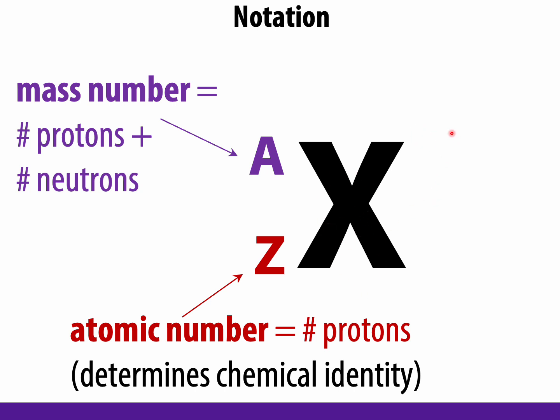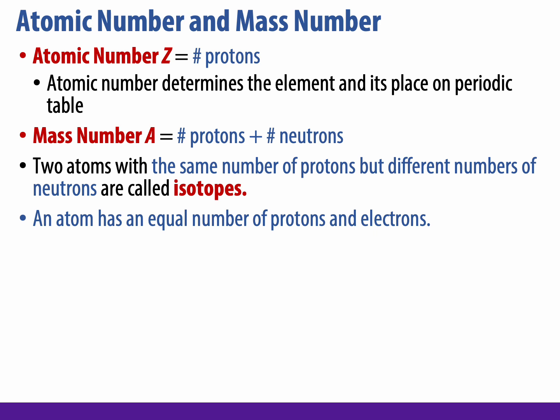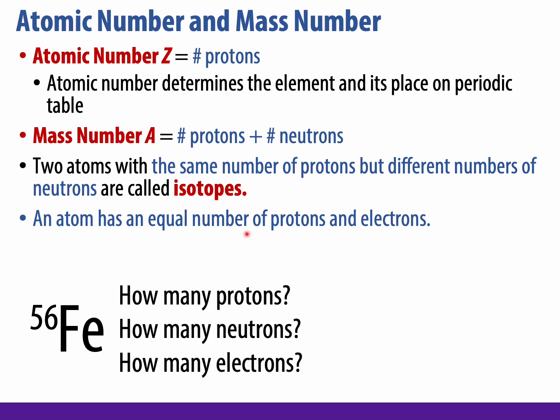If the atom had a charge, that would be a superscript to the right over here, +1, -1. If we don't have anything there, then it's just a neutral atom. So again, the key fact is shown here. Some terminology: two atoms with the same protons but different neutrons are called isotopes. And again, because of the charges of each, a neutral atom would have an equal number of protons and electrons. So with that out of the way, we can do our first example.